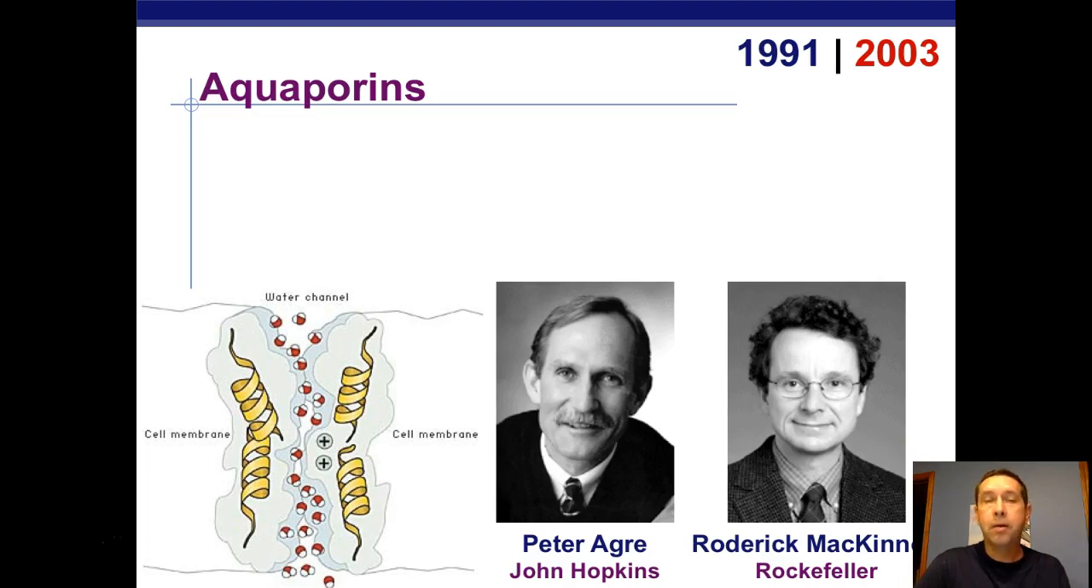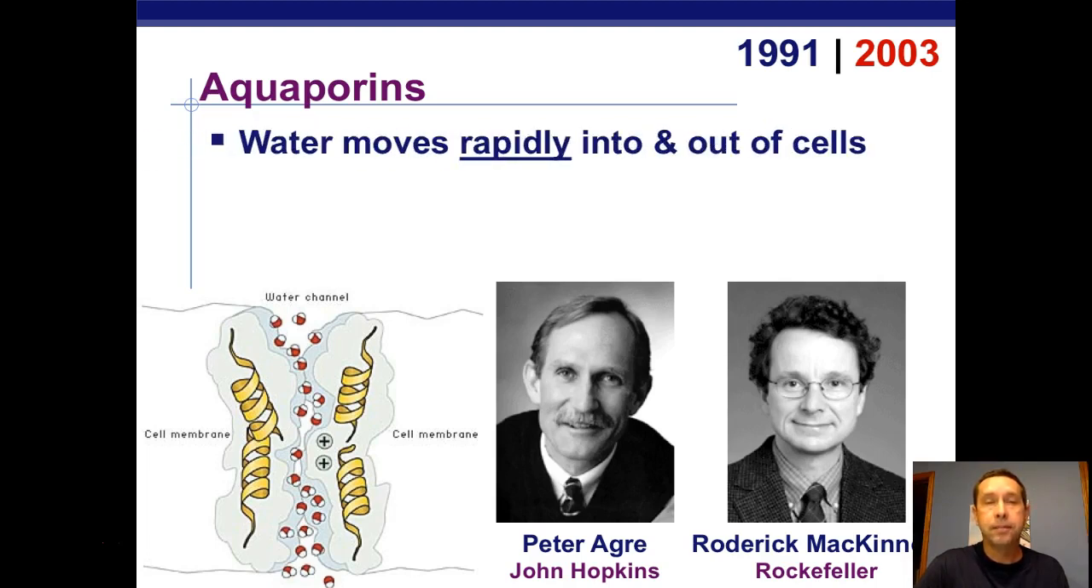So how does the water move through the cell membrane? Well, today we know, because of the work of two researchers, Peter Agre and Roderick MacKinnon, that cells have pores specifically for water, or water channels called aquaporins, that allow water to move rapidly in and out of the cell.